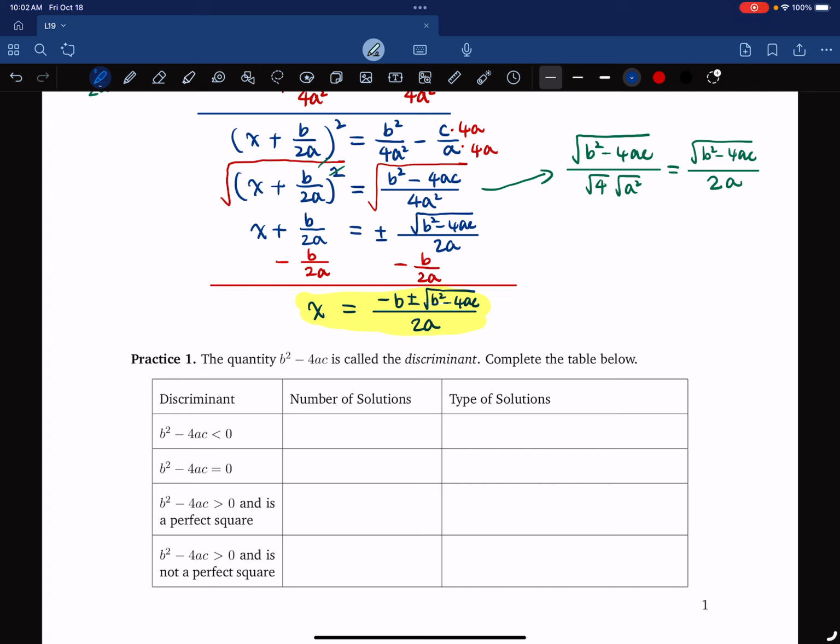When b squared minus 4ac, or the discriminant, is less than 0, we will get two solutions, and the type of solution will be complex solutions. So I want you to take a look at the quadratic formula and then think about why this is the case.